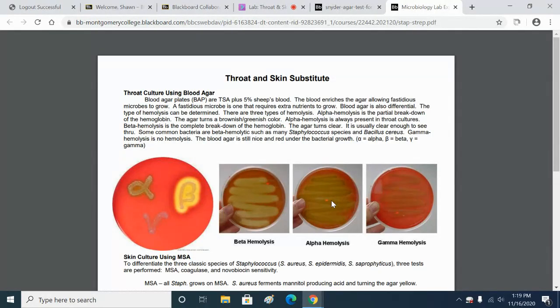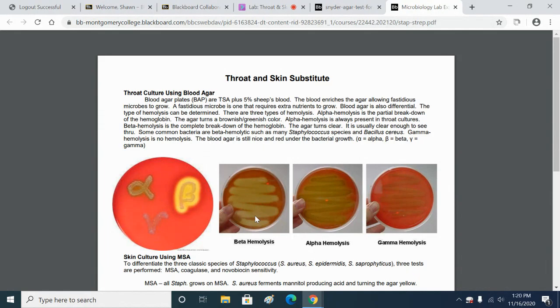Beta hemolysis is the complete destruction of the red blood cells. In fact, the destruction is so complete, you can actually see through the agar plate. So here you see how this beta is nice and bright, a nice bright halo all around it because all the blood's been destroyed. In this plate here, I can actually see her finger behind the plate now, right, because you can see through the agar. So beta hemolysis is the complete destruction of the red blood cells.